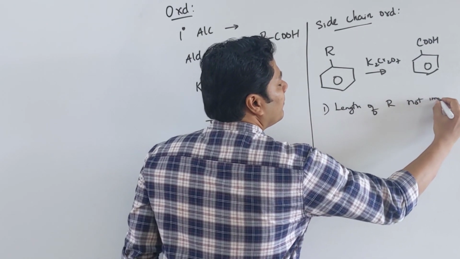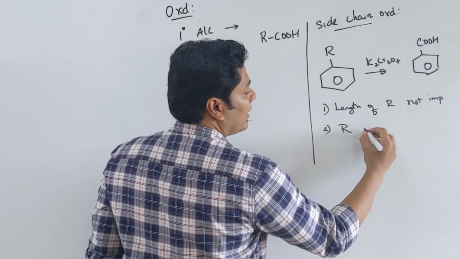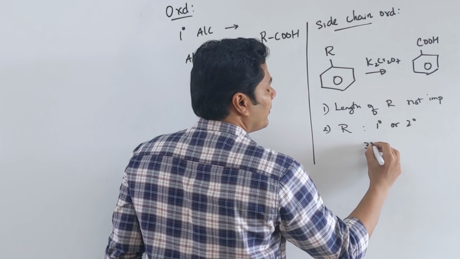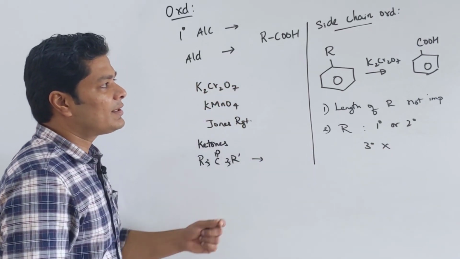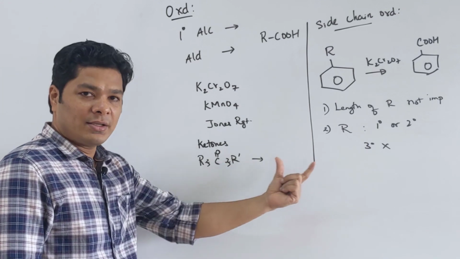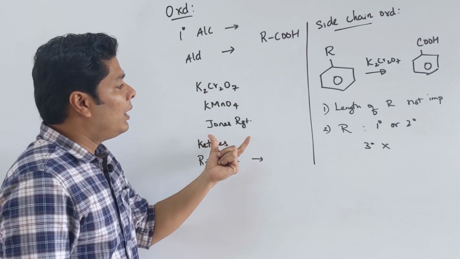So you want to know that the length of R is not important. Now the second thing you want to know is that R is either 1 degree or 2 degree. If it's 3 degree, it doesn't oxidize to give you benzoic acid. So these are the ways in which you can get the acid counterpart from the corresponding aldehyde, ketone or alkyl group by oxidation methods. Now that we saw the oxidation methods, next let's look into how we can get the acids from hydrolysis.